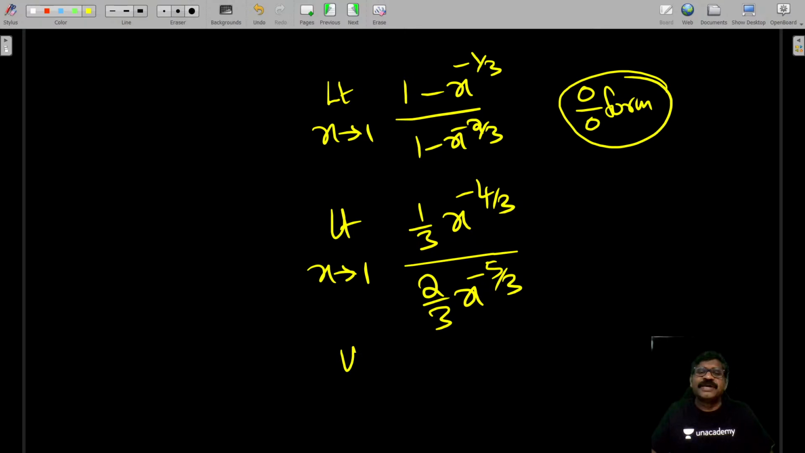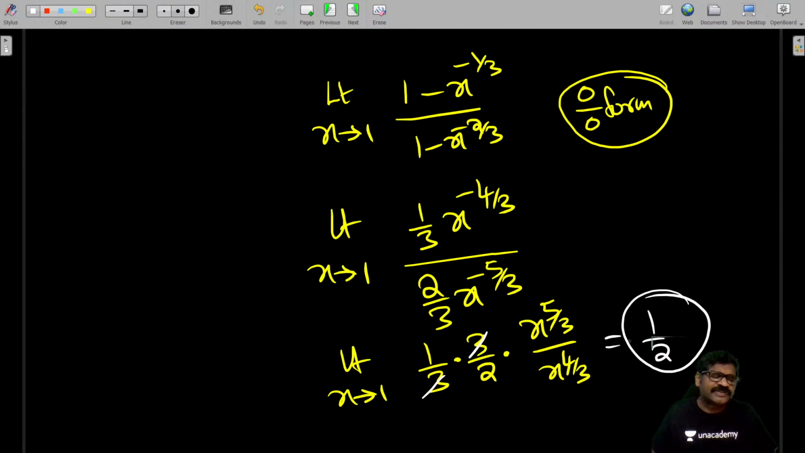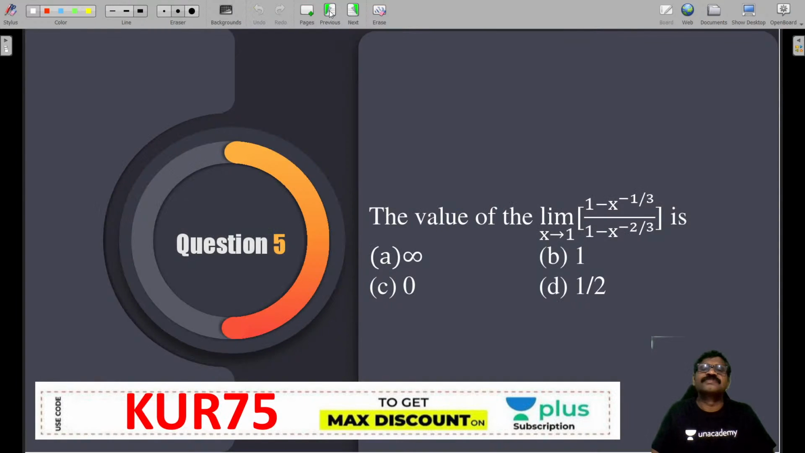Now, limit x tends to 1, 1 by 3 into 3 by 2, x power 5 by 3 by x power 4 by 3. When x is tending to 1, here 3 and 3 cancel. The numerator is tending to 1, denominator is tending to 2, so 1 by 2. The value of the limit is 1 by 2. So the correct answer is 1 by 2.